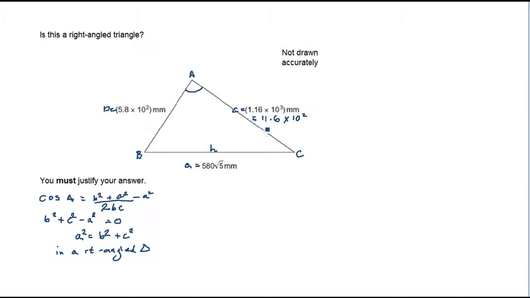Okay, then 11.6 is also a multiple of 5.8, so I've got 5.8 times 2 times 10 squared, in other words times 200. I'll just write it out as 200. And this one here is 5.8 times 100. And here we've got 5.8 times 100 as well, but times root 5, so 100 root 5.